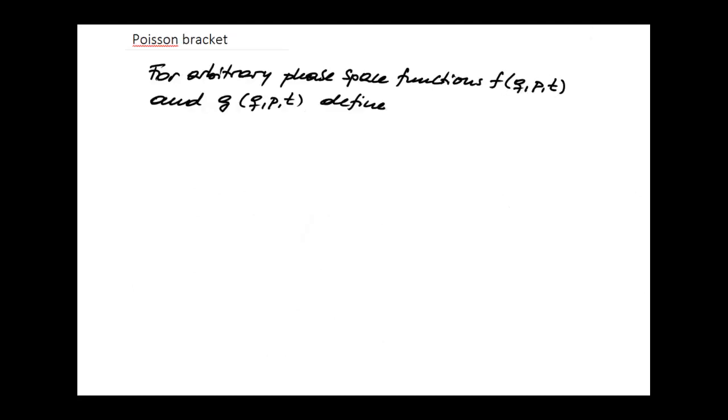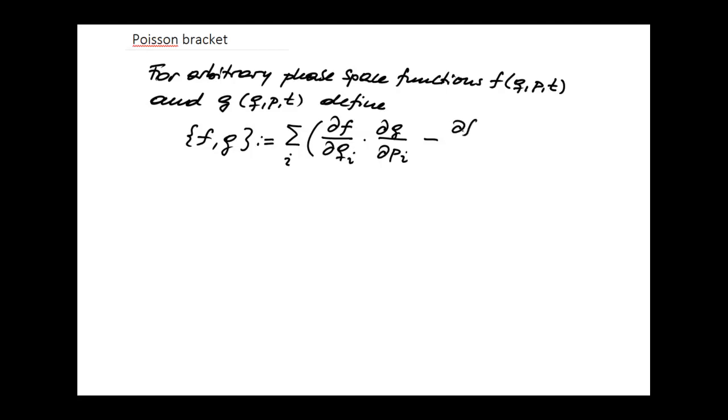We have two arbitrary functions on phase space, f and g. And for these two phase space functions, we define their Poisson bracket in the following way. It's the sum over i. Then we have the partial of f, the first of these two functions, with respect to qi, times the partial of g, the second function, with respect to pi. And from this we subtract a term that looks very similar, only that q and p are interchanged. So now we have the partial of f with respect to pi times the partial of g with respect to qi.